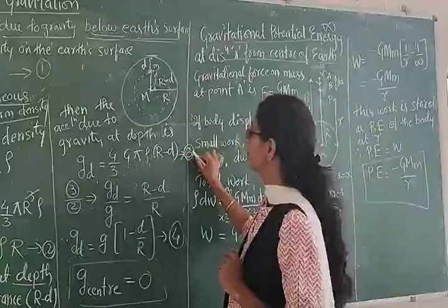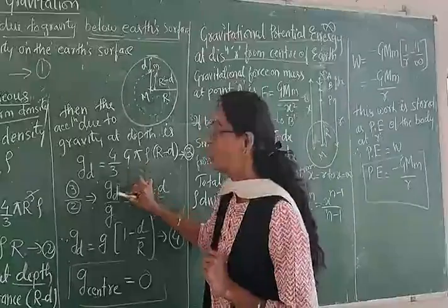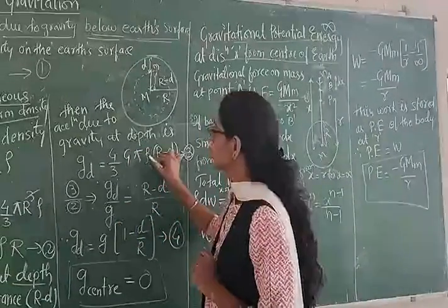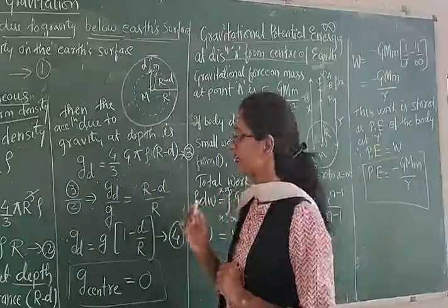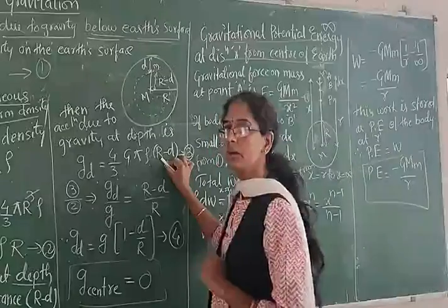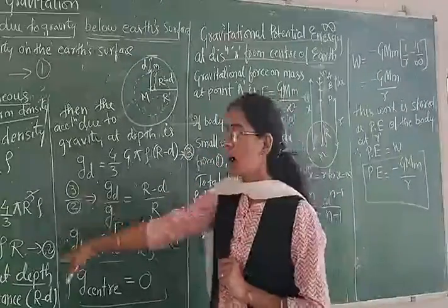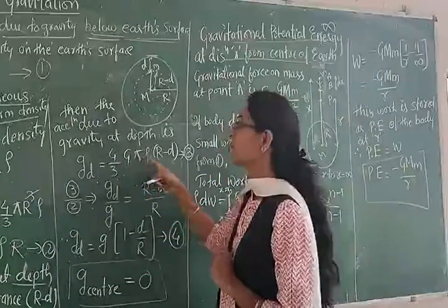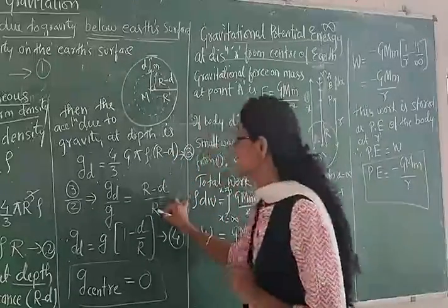Now we will divide equation number 3 by equation number 2. We will get g_d divided by g, which is equivalent to 4 by 3 G pi rho, similar to your equation number 2. So those terms will get cancelled out. The term which won't cancel is R minus d, divided by R on the other side. So these terms, 4 by 3 G pi rho, will get cancelled out. You are getting R minus d divided by R.